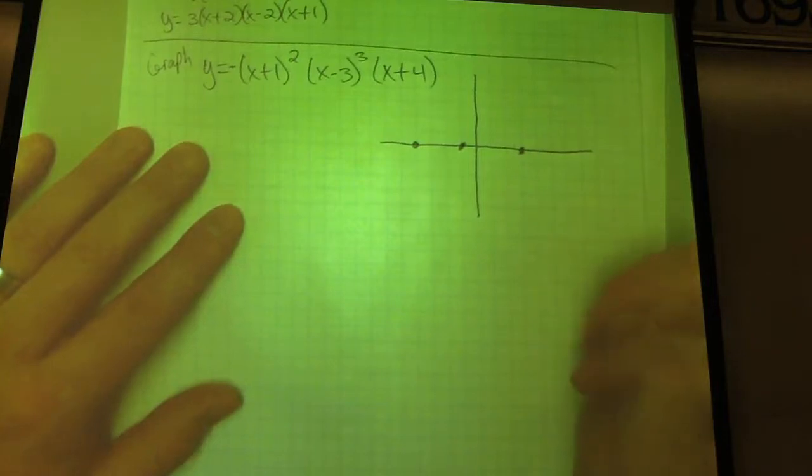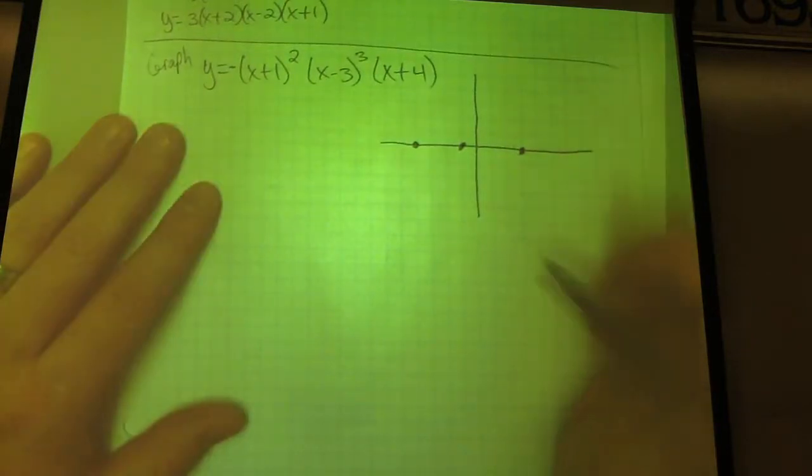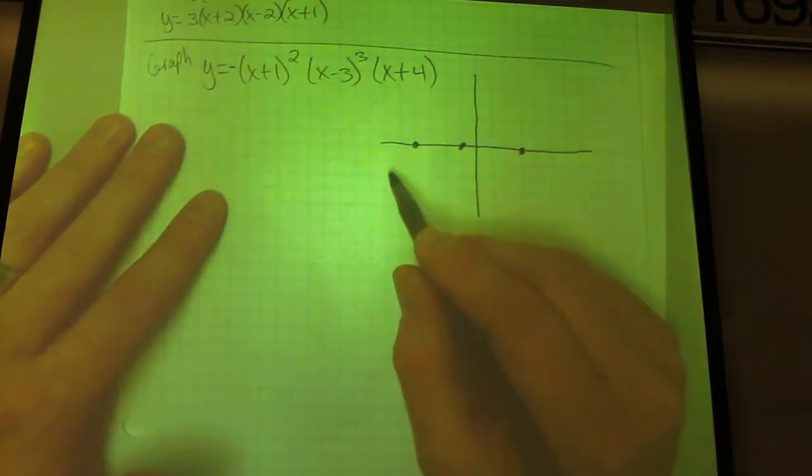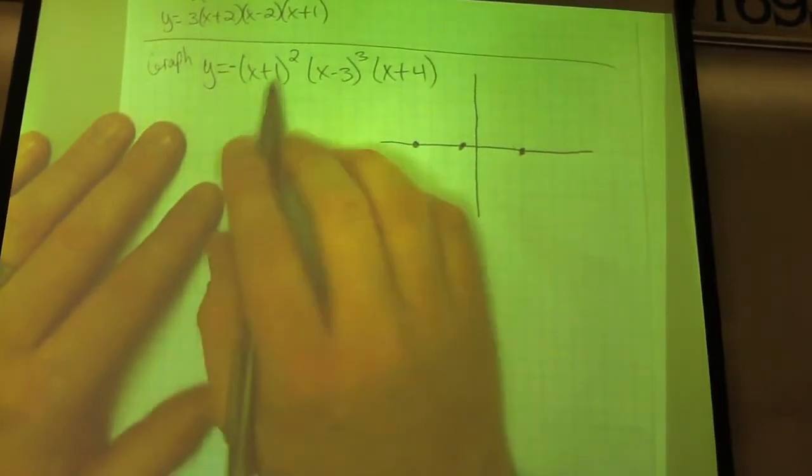Do you start at the top or bottom? Because of the negative, start at the bottom. Starts down, ends down. It's a negative. So let's talk about x-intercepts first. Everyone clear on that? Yes, sir. Set each factor equal to 0 or just change the sign.